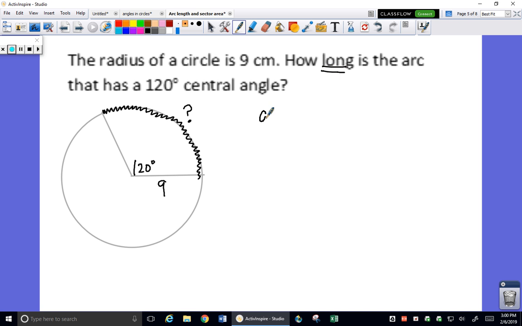So we use the ratio arc length over circumference, which is 2 times pi times the radius of 9.